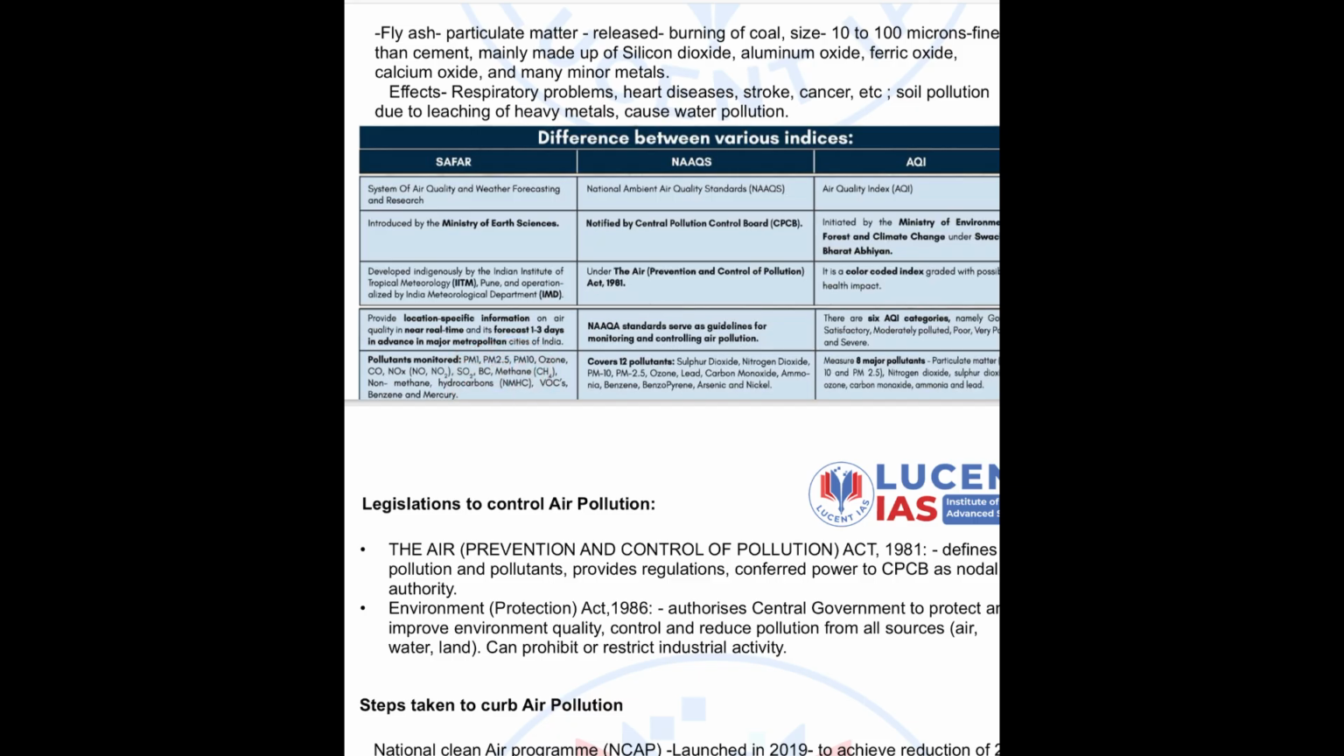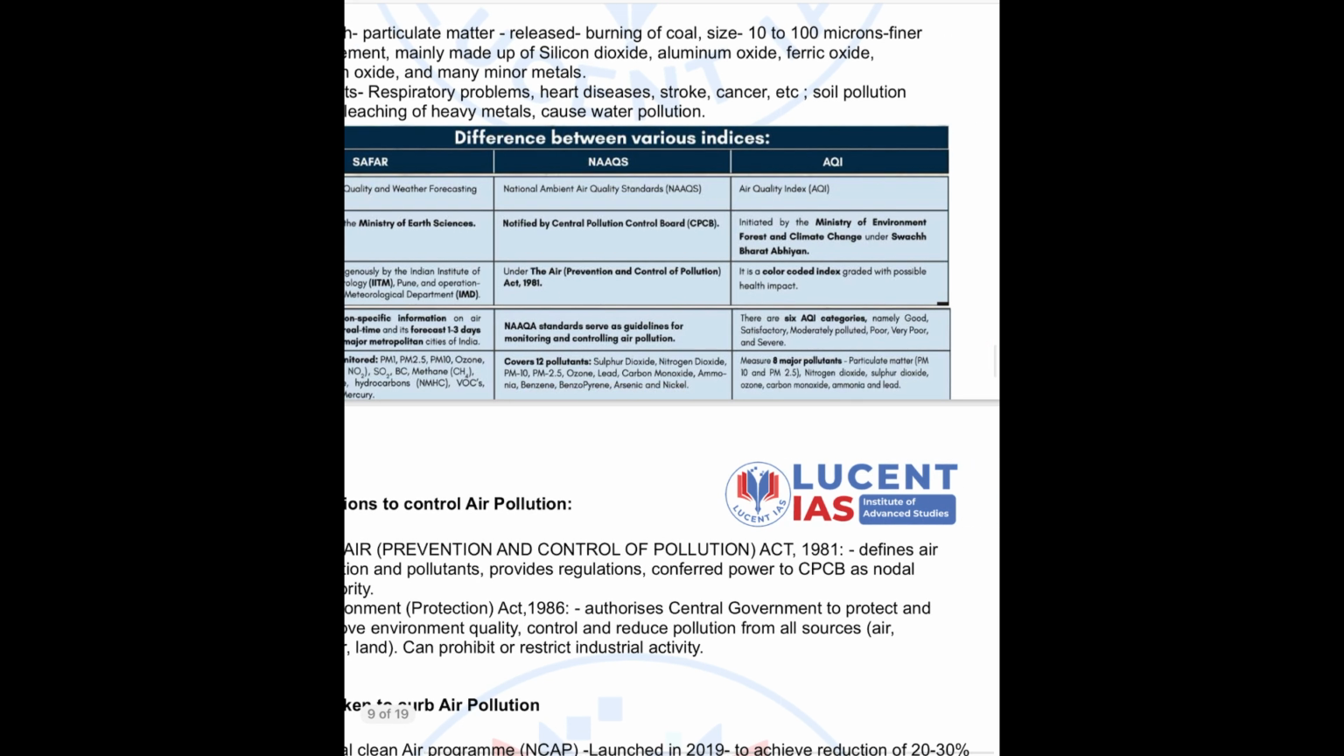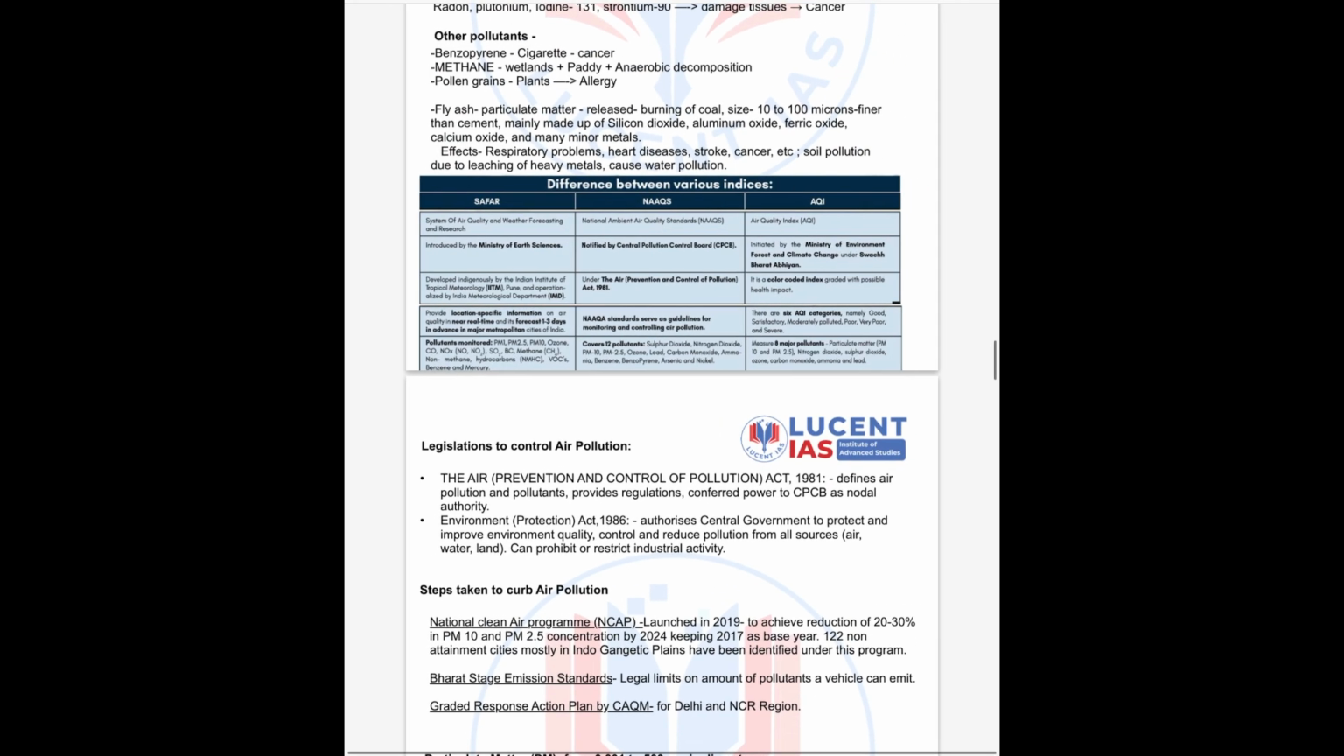So what does NAAQS measure? Sulfur dioxide, nitrogen dioxide, PM10, PM2.5, ozone, lead, carbon monoxide, ammonia, benzene, benzopyrene, arsenic and nickel. Then AQI measures 8 major pollutants: particulate matter 10 and 2.5, nitrogen dioxide, sulfur dioxide, ozone, carbon monoxide, ammonia and lead. Clear?